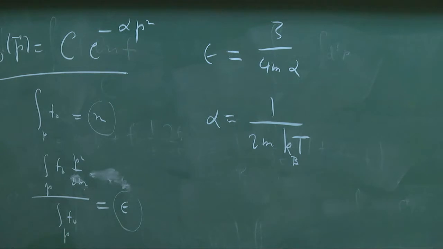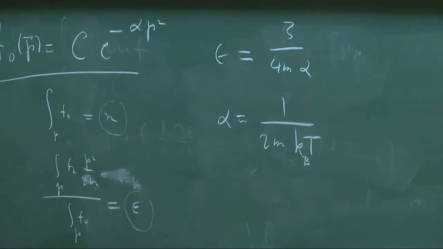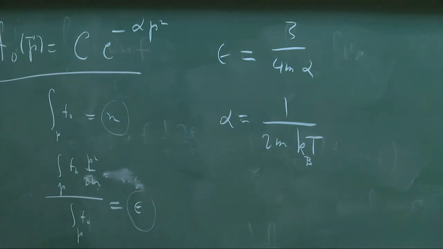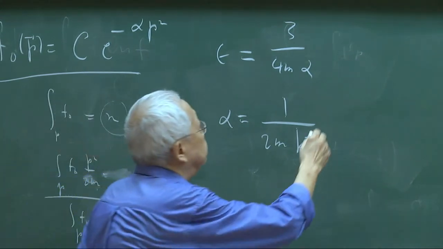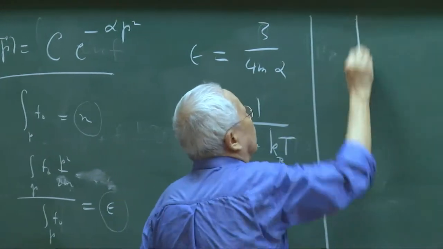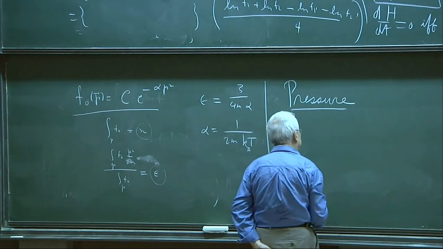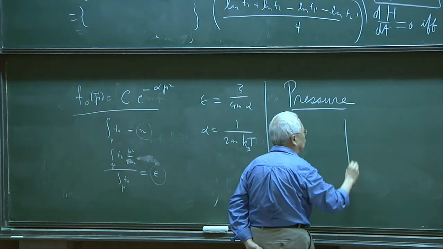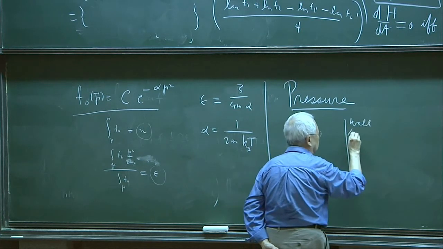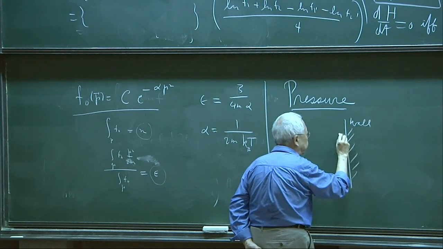However, we don't really directly observe the average energy of the system. What we measure is things like the pressure. So let's compute the pressure of the system and express epsilon in something that is directly measurable. So we're going to calculate the pressure of the system. What is pressure? Pressure is, there's a wall. Pressure is a force per unit area.